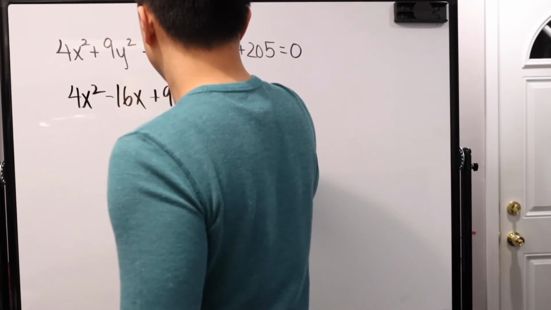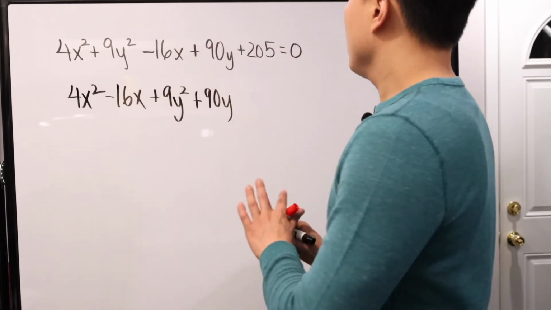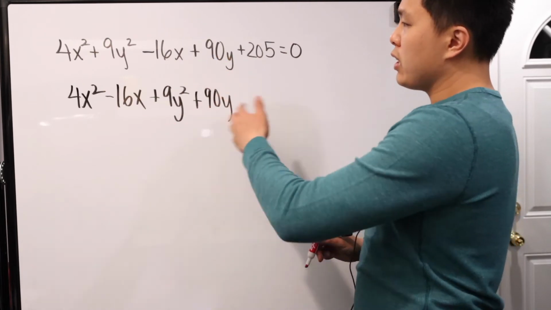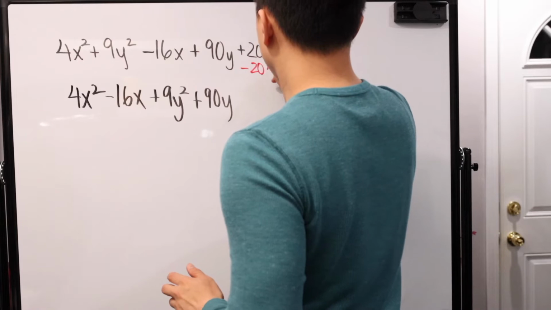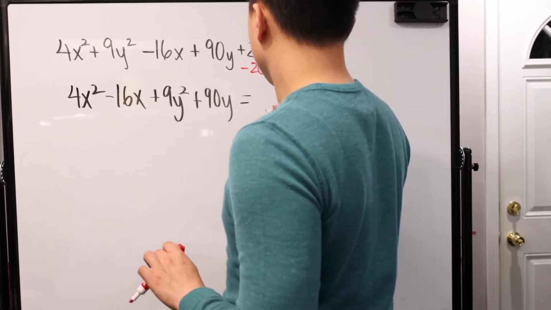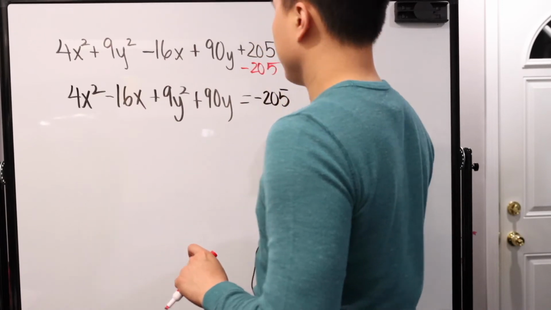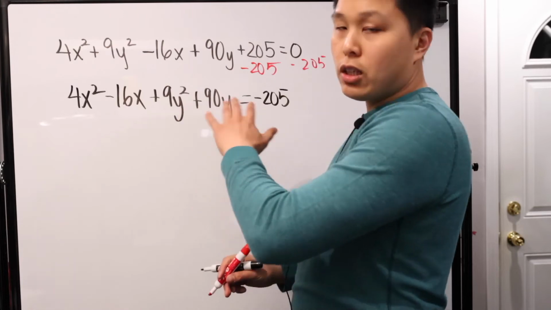It's going to be plus 9y squared plus 90y, and then we have our 205, which I don't really like messing with, so I'm just going to bring it over. So what's going to happen is I subtract 205 on both sides, which is going to give us equals negative 205. Okay. Now, what we're going to do next is we're going to factor. And here's the end goal.